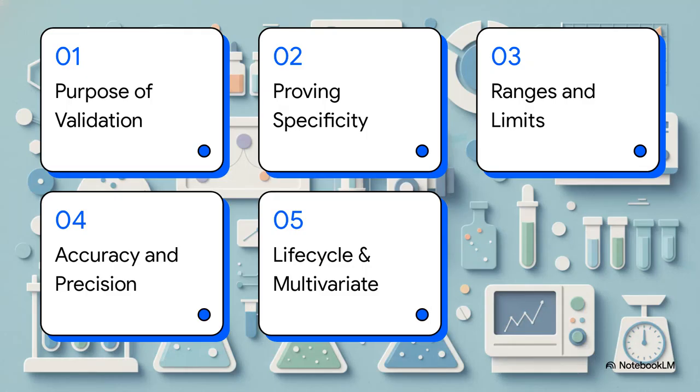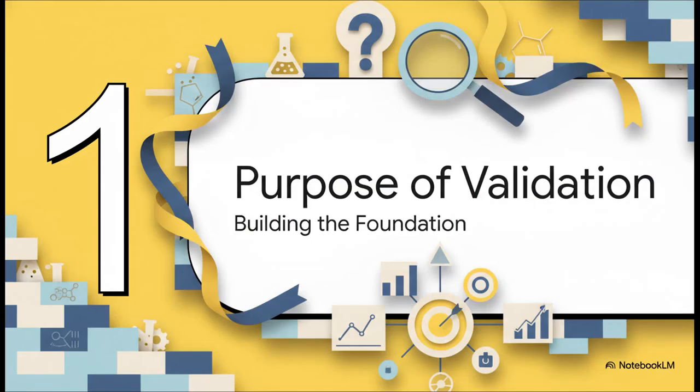So, here is our roadmap for today. We're going to build a reliable testing method from the ground up. We'll start with the core purpose of validation, then prove specificity, define our ranges and limits, establish accuracy and precision, and finally, we'll wrap up with life cycle and multivariate models. Let's get to it.